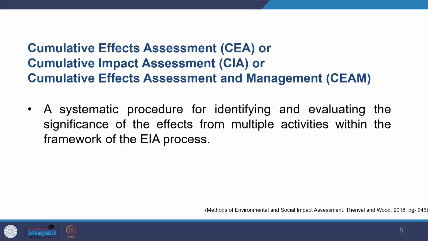And moving forward into this, we had already seen what cumulative impact is. We had seen certain examples of that as well. So today we're going to look into the methods part and certain guidelines which are available and examples of how it is undertaken. So just to recap, what is cumulative effect assessment? It's said to be a systematic procedure where we identify and evaluate the significance of the effects from multiple activities within the framework of the EIA process.